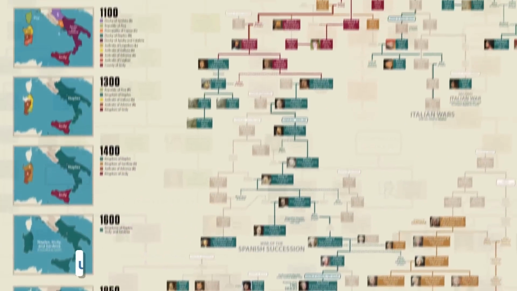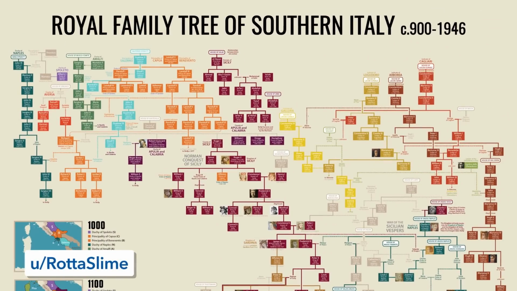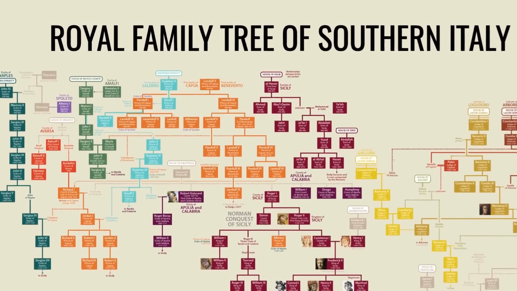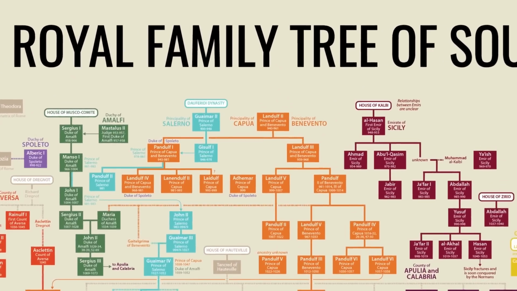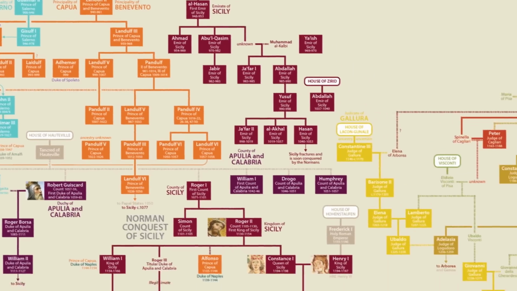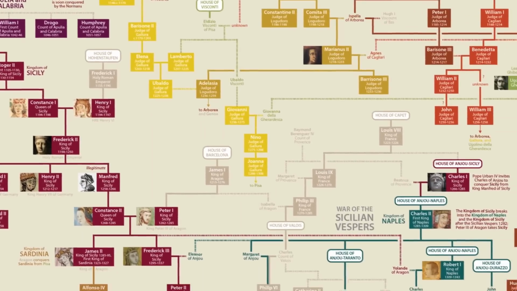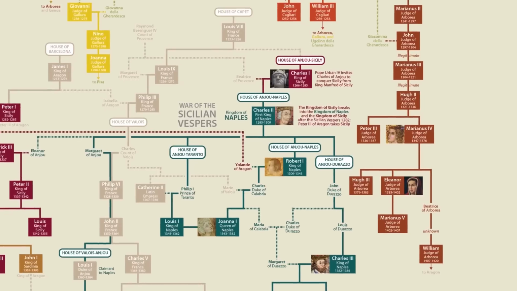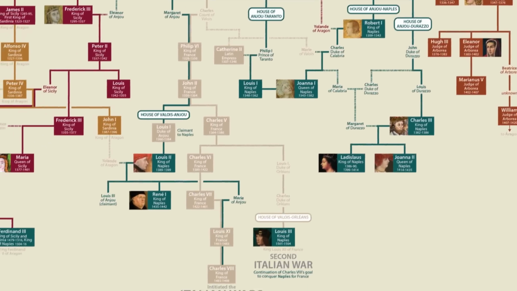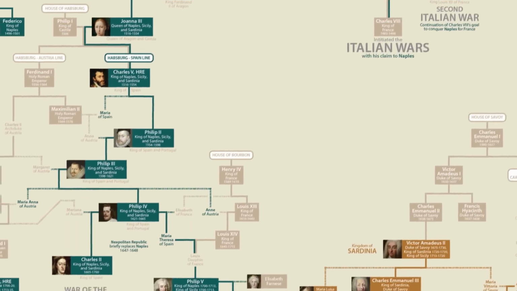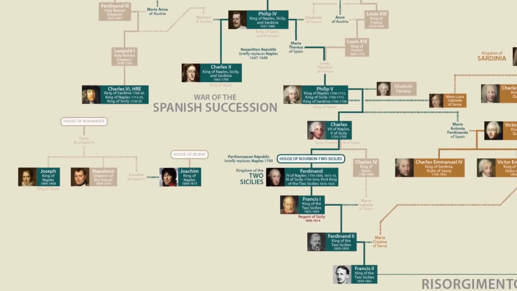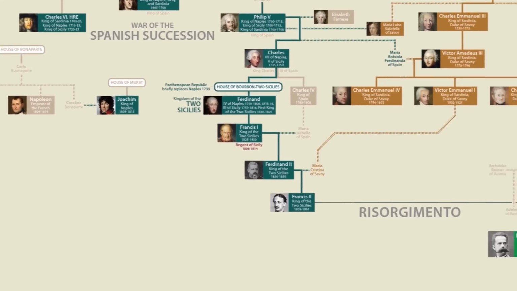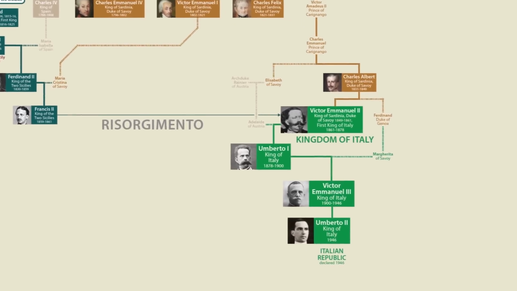All right, we now come to this chart on southern Italy, which, as I explained in a recent video, had a rather complicated history with lots of different kingdoms, duchies, and principalities. So at the beginning, you can see that there were lots of different dynasties fighting for power, but then these were mostly consolidated following the Norman conquest and the conquest of Charles I of Anjou. From there, things were consolidated even further under the Spanish, until eventually you get the Kingdom of the Two Sicilies, which was then combined with the Kingdom of Sardinia to form Italy.